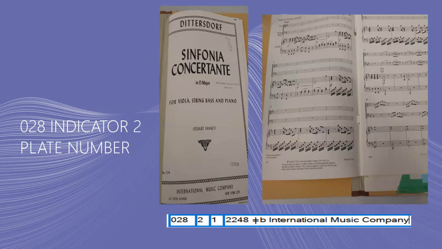So the 028 indicator 2 is the plate number, and this one applies more to scores, assigned by the publisher to specific music publications, scores or librettos. It can typically be found at the bottom of each page, but you can also locate it on the title page. It might include initials, abbreviations, or words that identify the publisher. It might also be followed by a number denoting the number of pages. However, in our example here, it's simply the number. It appears on the title page as well as the bottom of each page. So our 028 in this case looks like 028 21, subfield A 2248, and the publisher name in subfield B, which is International Music Company.